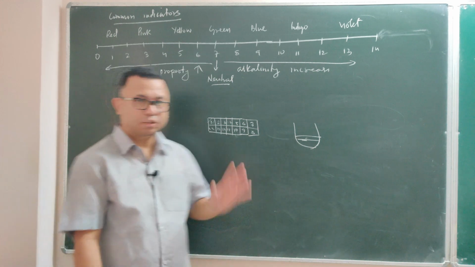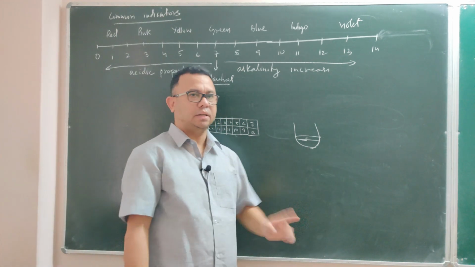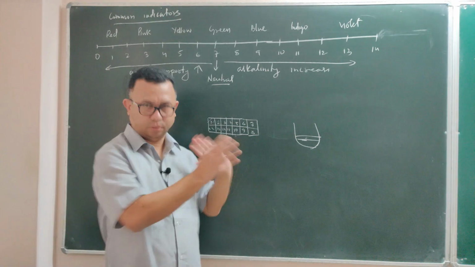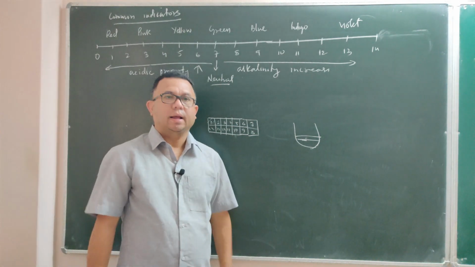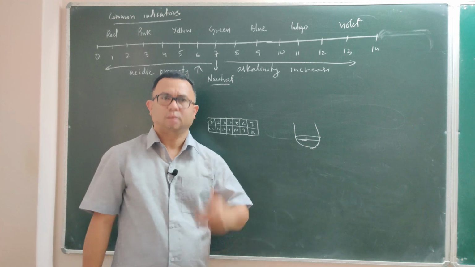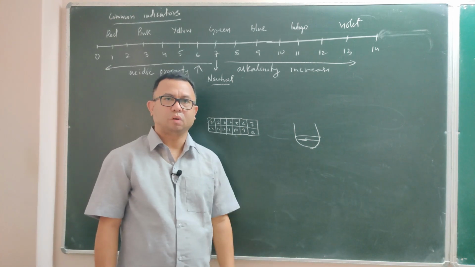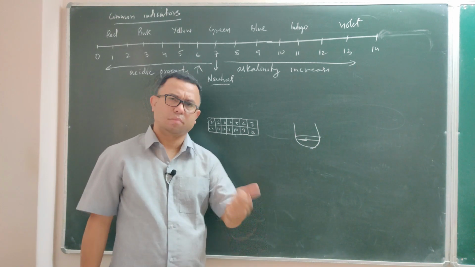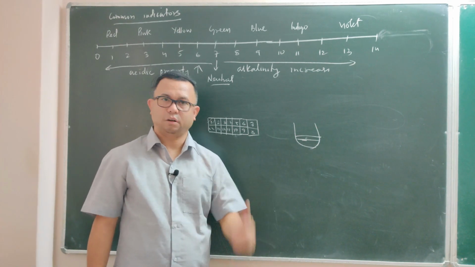Now we have finished with acids and bases as well as pH. Now only one part is left, and that is salt. And salt is the most difficult part of this chapter, especially the preparation of salt. Our next class will be the preparation of salt, but that part is a little lengthy. Maybe I have to divide it into two parts, or if possible I'll finish it in one video.